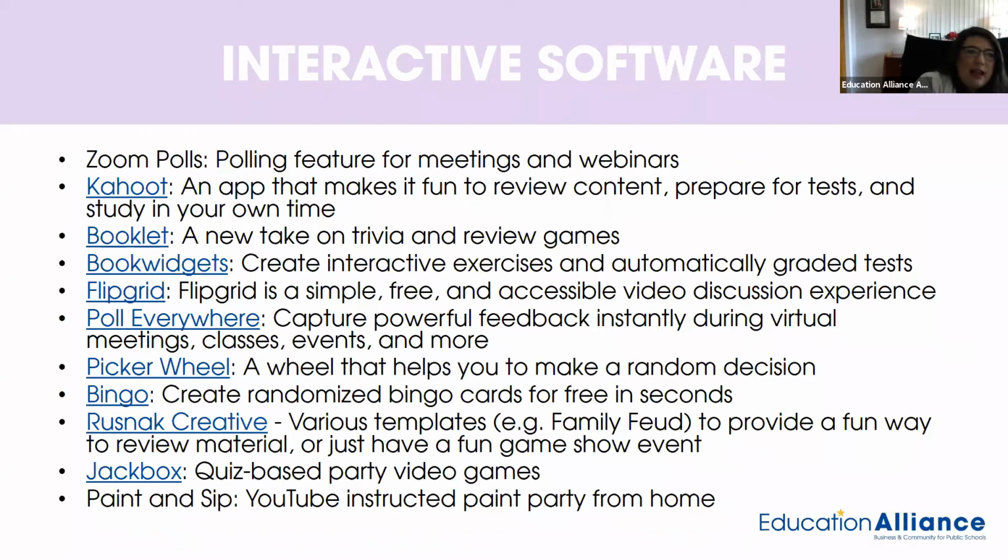Poll Everywhere allows you to get feedback instantaneously during your event. So maybe you're asking a question and you want the answer to be up on the screen, or you want to gauge people's interest or things like that. You can use Poll Everywhere. The picker wheel allows you to make a random decision with a colorful wheel that shows them right there what's being picked. So maybe you have 10 people who are going to get a prize and you show the wheel and it tells you who gets that prize.